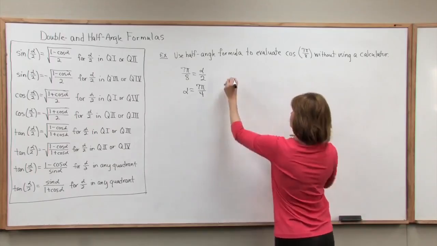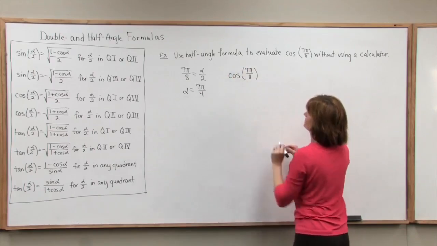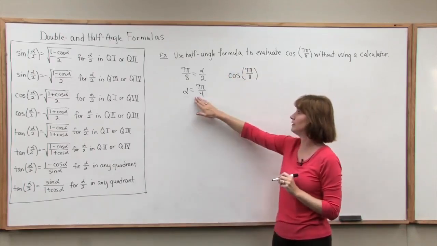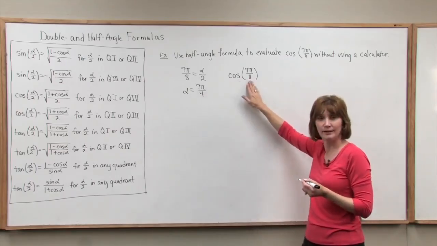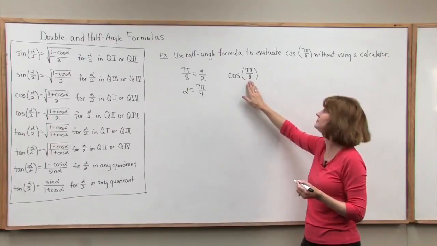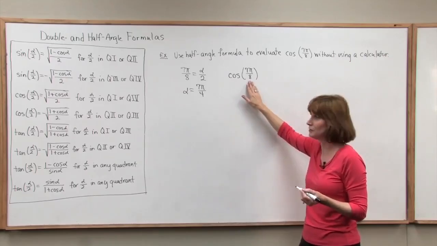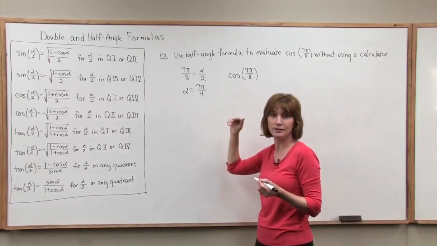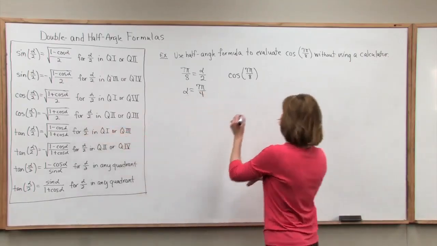Now, so we want to find the exact value of cosine 7 pi over 8. So we've determined alpha. We have to choose the formula. So where does 7 pi over 8 lie? Think about that. 7 pi over 8 is a little less than pi, so it's in quad 2. Cosine in quad 2 is negative, so we would choose this formula. So you write down the formula.